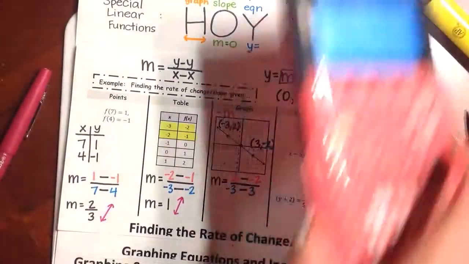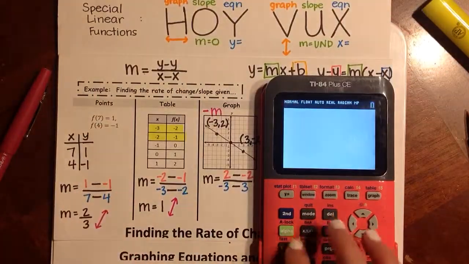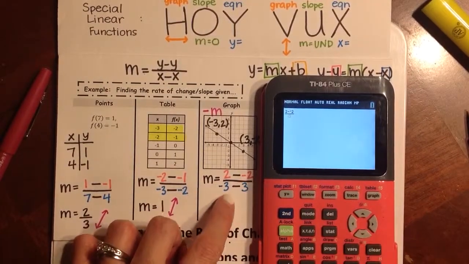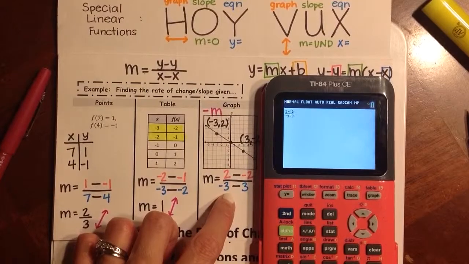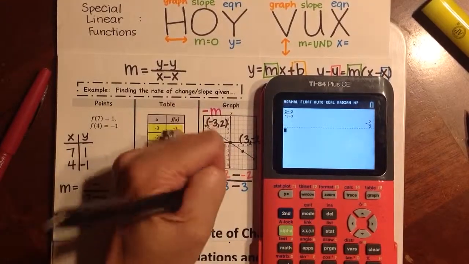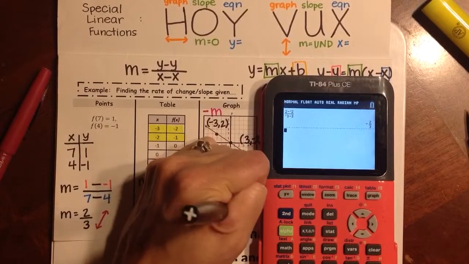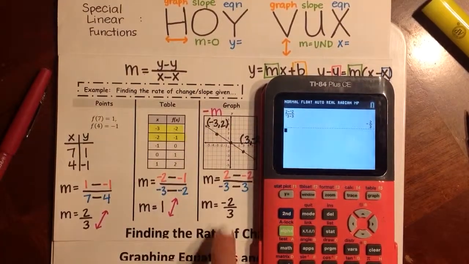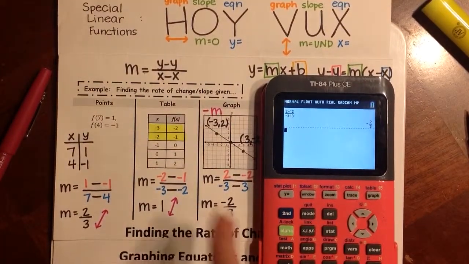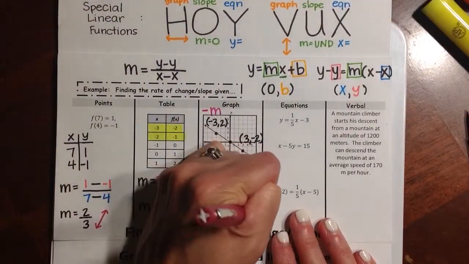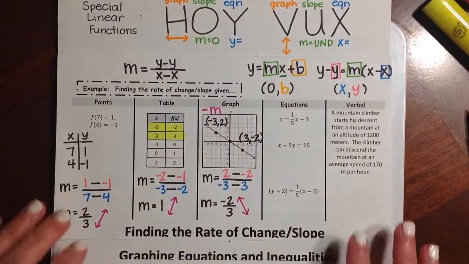Alright, so we're going to go to our calculator, and we're going to type this in. We're going to do alpha y equals enter. 2 minus negative 2, negative 3 minus 3. And my slope is negative 2/3. Now remember, we said because we know it's a nice negative, our slope better be negative, and you can see that it is. So we did get an answer that does make sense for our problem. It didn't end up with a positive slope.